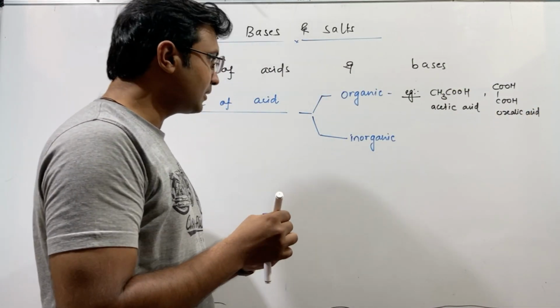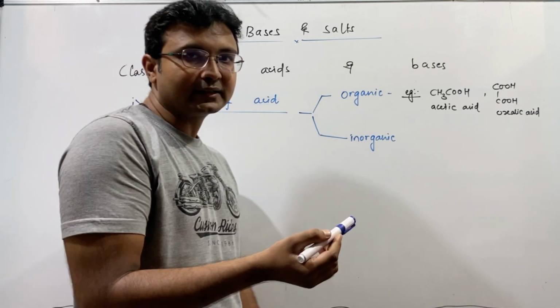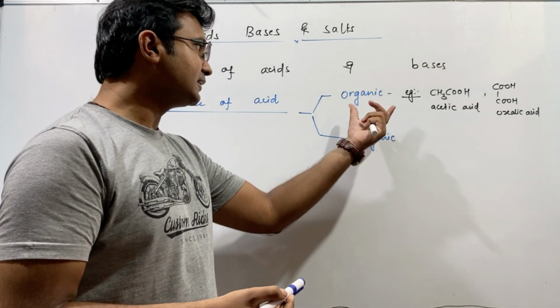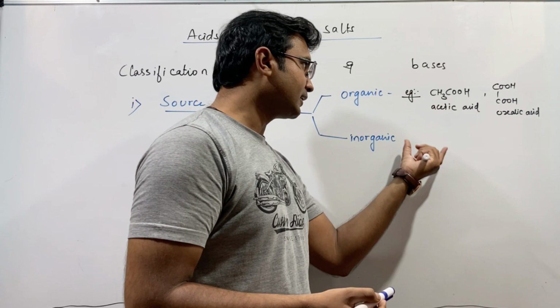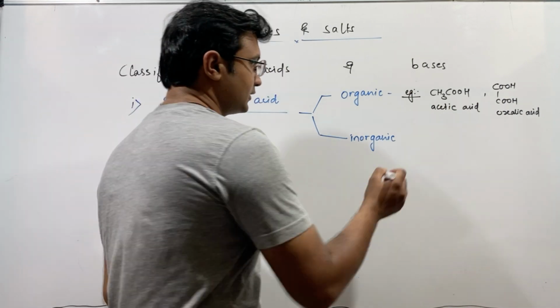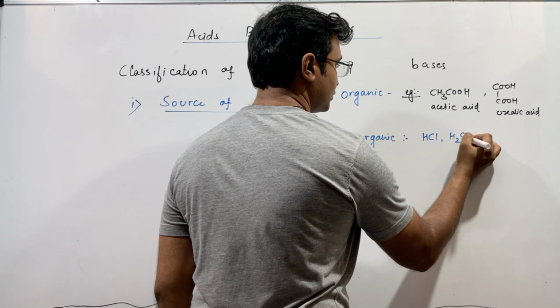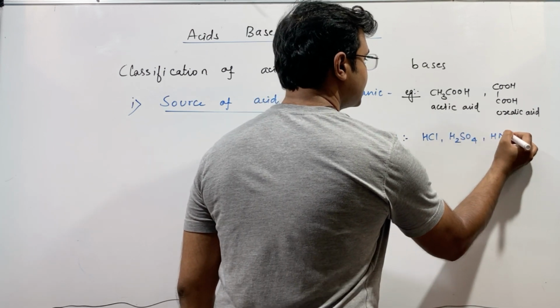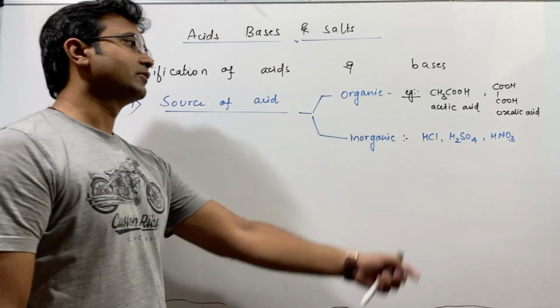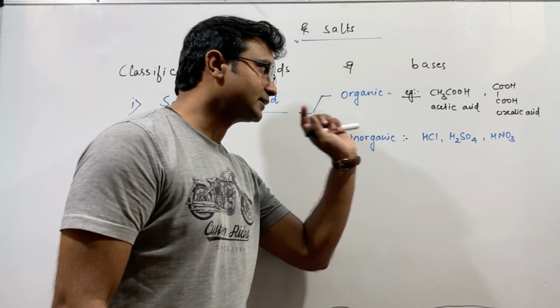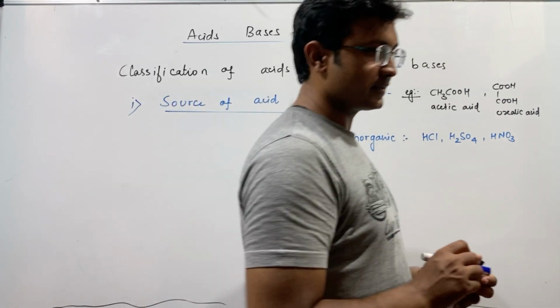Now let's take the example of inorganic acids. The inorganic acid means what? The acids besides organic acid are called inorganic acid. For example, we are taking HCl, H2SO4, HNO3. These are the acids which are not organic acid. They are considered as inorganic acids.